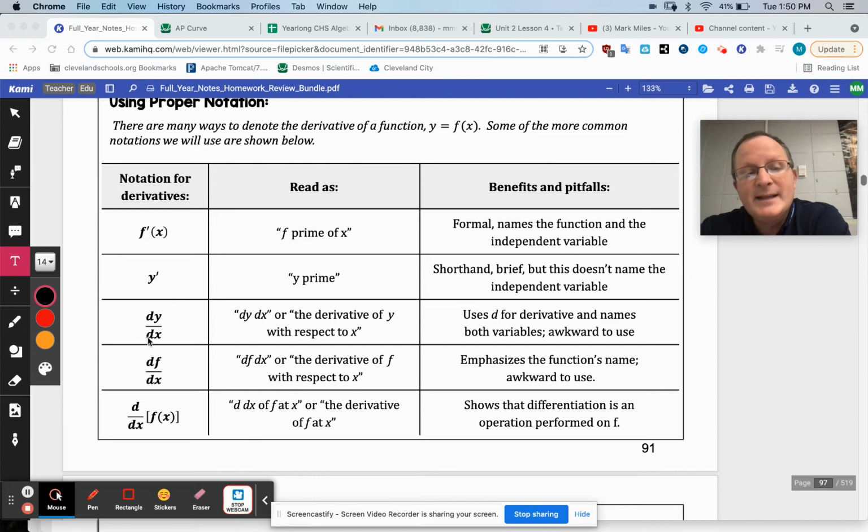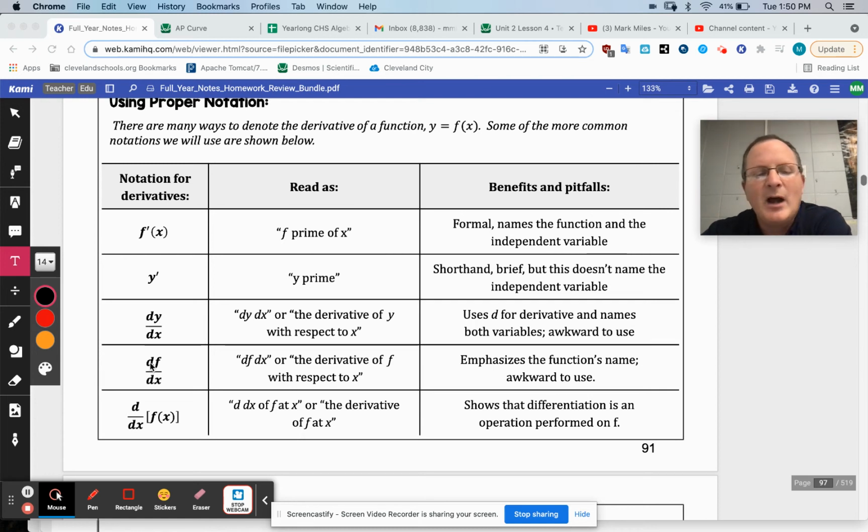This is a very popular way to say it, and it has lots and lots of uses. This is called dy dx. You just say it just like that, dy dx, or the derivative of y with respect to x. And this little fraction thing here kind of feels like slope a little bit, and that's where it came from. We'll talk about it. It's very useful on some things that we're going to be doing later on.